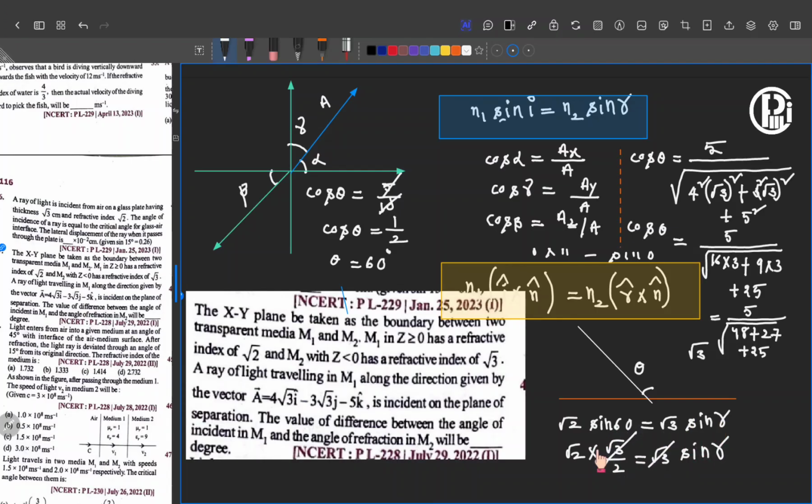So this root 3 cancels. Therefore sine r is equal to 1 by root 2. Therefore r is equal to 45 degrees. R equal to 45 degrees, right? Therefore you can find out the answer. What is the angle between those two?